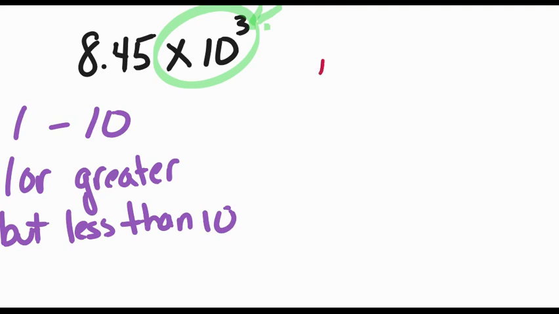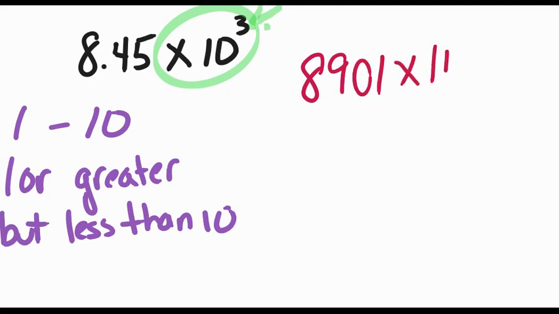So, for example, let's say I have 8901, okay? And that's, say, 10 to the second power. If I look at this, I'm going to start by looking at this front number, and I'm trying to see if that number is between 1 and 10. Again, it could be equal to 1. So clearly it is not between 1 and 10. That's a much bigger number than 10.